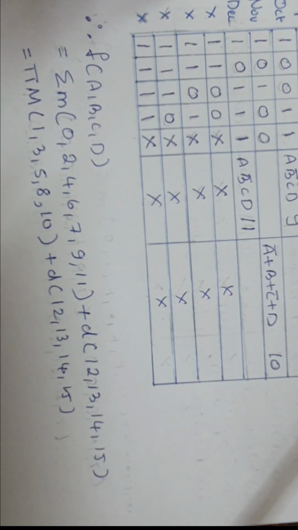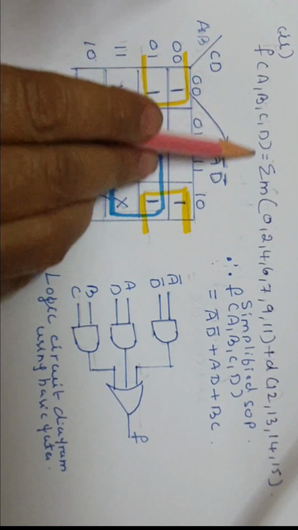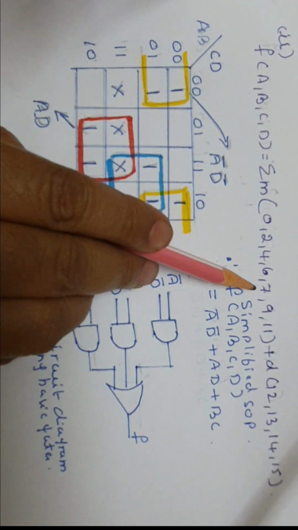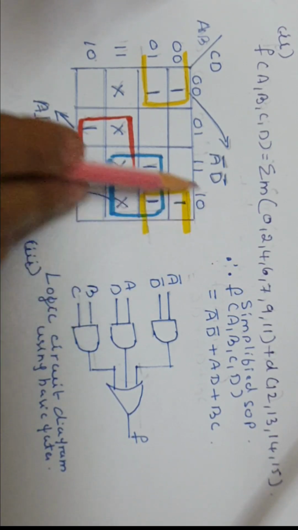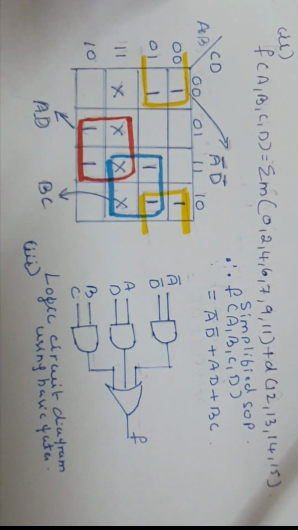Next we shall see the second one. The second question deals with getting the simplified SOP. We take this equation, draw a K map, then get the simplified SOP. This SOP equation we have got from the truth table. For this we have to draw a K map. Because it is a four variable expression, 2 raised to 4 squares we have to draw in the K map.